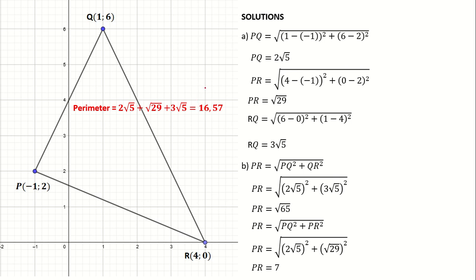Now what I'm going to do is simply say QR squared. What is QR? You realize that QR is 3 square root 5. You're going to square that. It must be equal to square root of 65 squared plus 7 squared, which is simply PR squared plus QP squared. So basically what I did was take QR squared to equal PR squared plus QP squared. And you realize that QP is equal to 2 square root of 5.